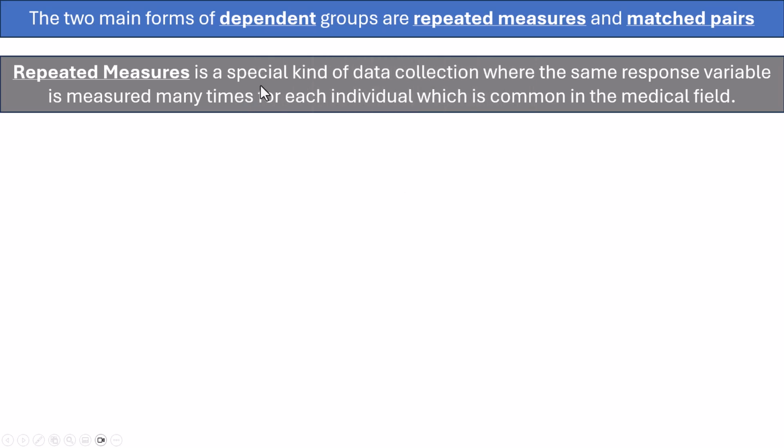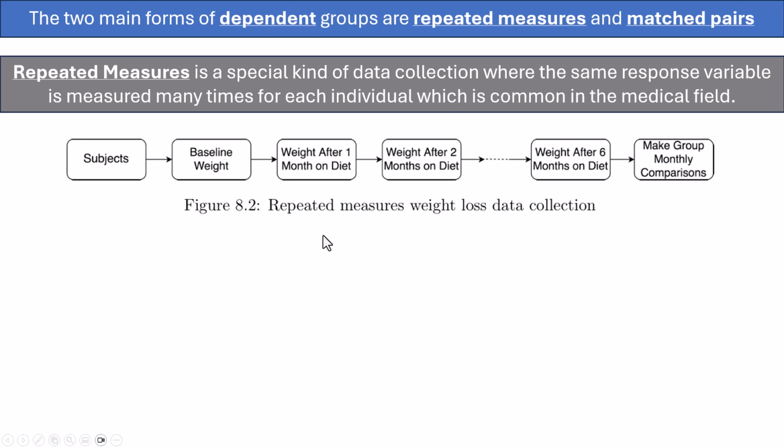Repeated measures is a special kind of data collection where the same response variable is measured many times for each individual, which is common in the medical field. For example, let's consider the repeated measures study here related to weight loss. The subjects would be originally weighed to find their baseline weight, and then they'd be put on some sort of diet, and then they'd be repeatedly weighed every so often, let's say every month. So the weight would be recorded after 1 month, after 2 months, etc., all the way until the 6th month. And then we might make comparisons between the different diet groups.